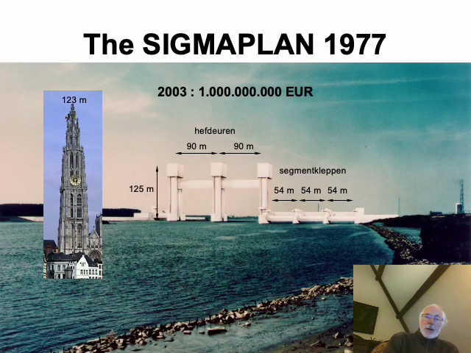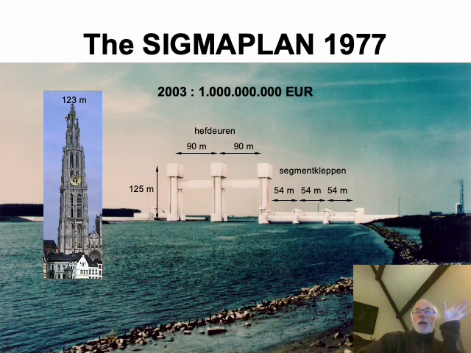So the Sigma Plan had three elements: the higher and stronger dikes, the flood control areas, and the finishing part would be the construction of a storm surge barrier very close to Antwerp in Oosterweel. And that would be a construction with three huge pillars.